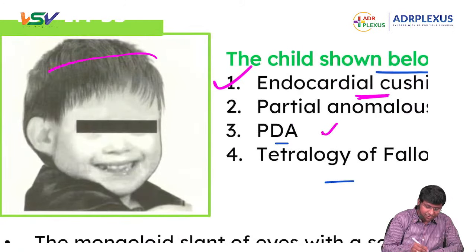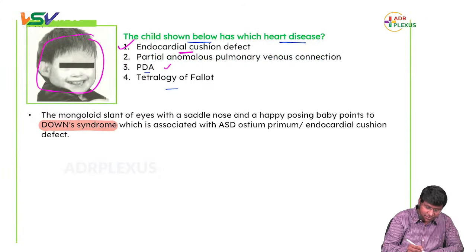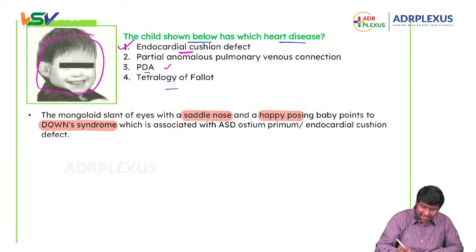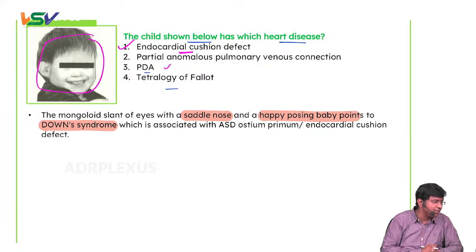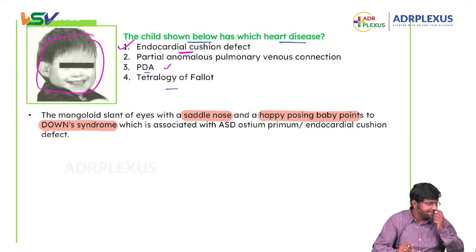And how are you able to make out that the individual has Down syndrome? By seeing that there is a saddle nose, right, and the happy posing baby points to Down syndrome. So these are the patients who have endocardial cushion defects, right? Next, moving on to the next.